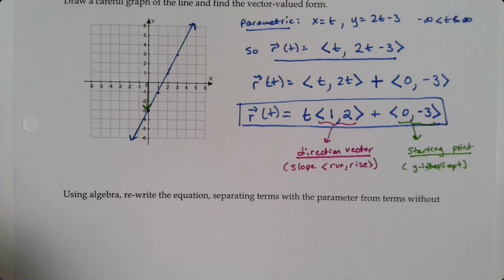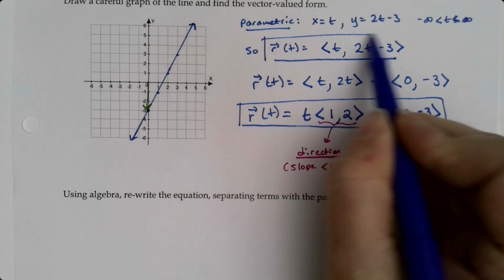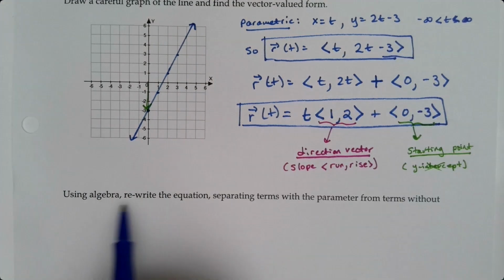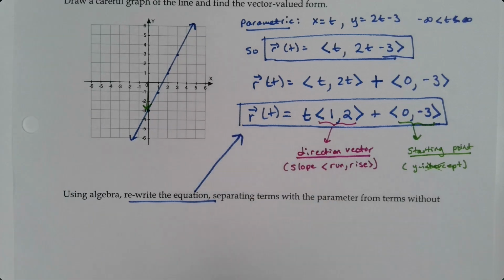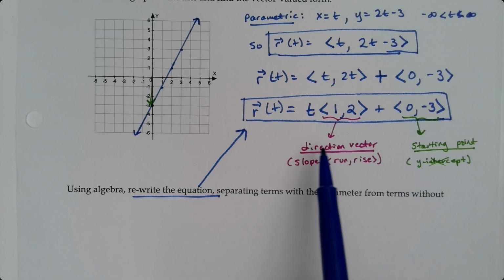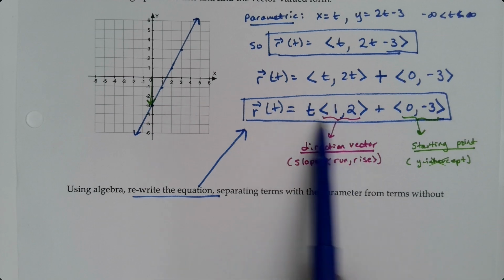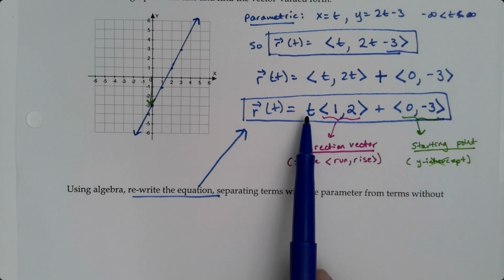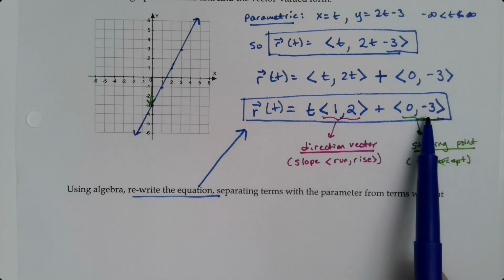So I did this piece where I rewrote it. So, if you will, this piece is up here, and this rewriting the equation was right there. Sorry, I was just getting ahead of myself. So there's the terms with the parameter, right? Here's the term with the parameter. That's the parameter t. And there's the piece without the parameter.